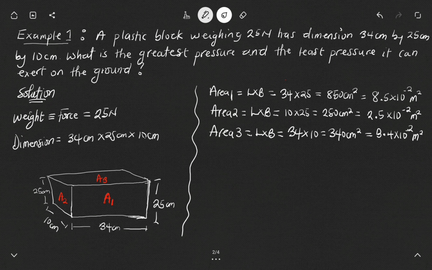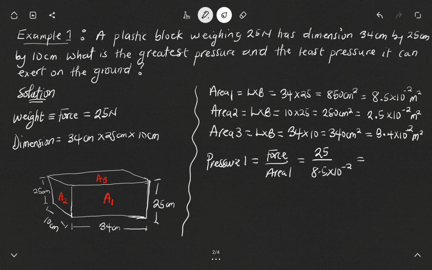Okay, so that is our area for area 1, area 2, and area 3 as shown in the diagram over here. Now that we have the areas, let's proceed to calculate the pressure that each of these surfaces can exert on the ground. So let's calculate pressure 1. Pressure 1 will be equal to the force or the weight on area 1, which is the force we were given, 25 newtons, over area 1, which is 8.5 times 10 raised to the power minus 2 meters squared.